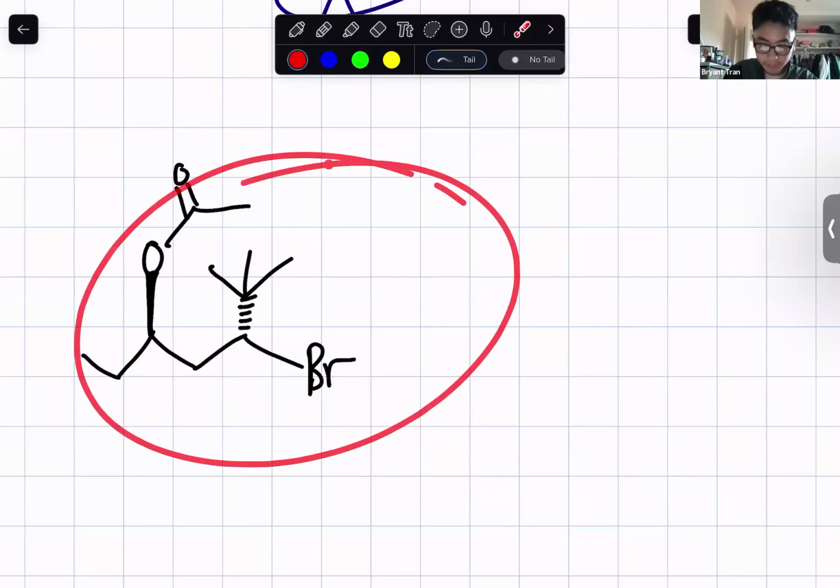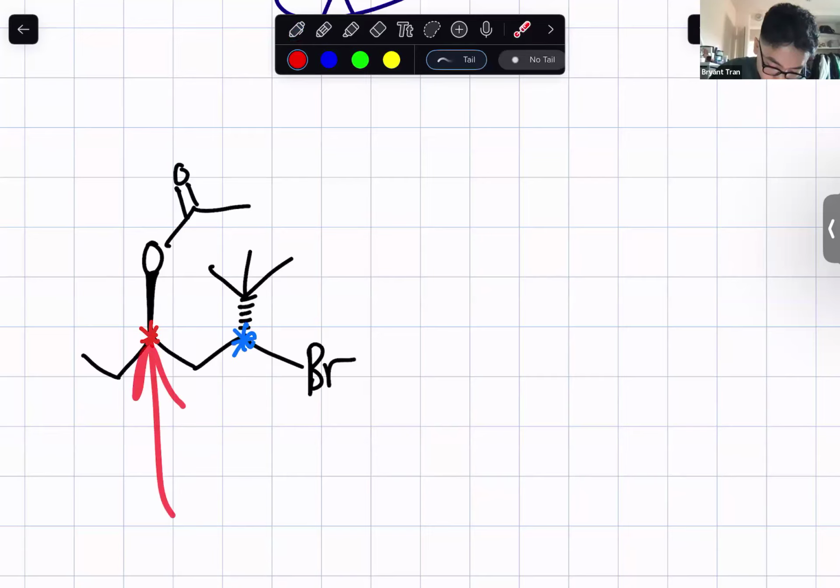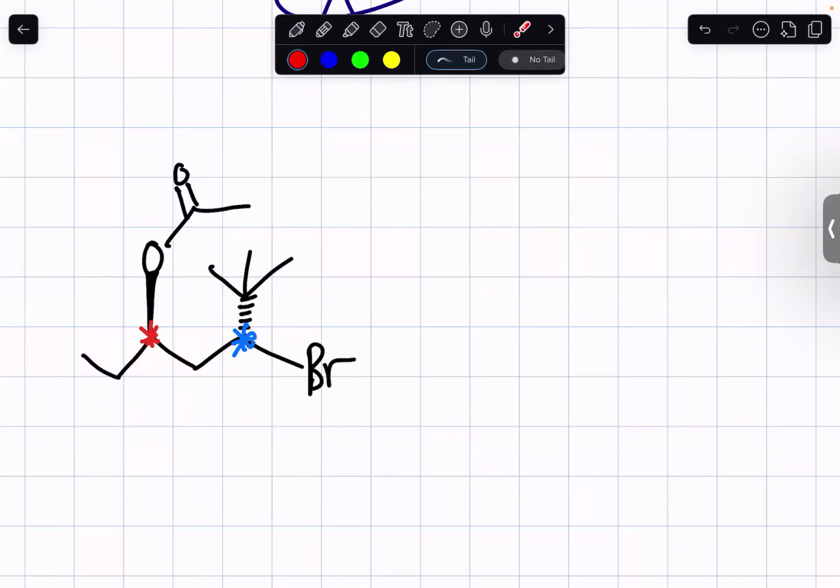Okay, try this one here. There are two chiral centers, one here and another one here. Look at the red one, the left one. Is that R or S? The first step is to find the chiral centers, always. How many there are, right? And we know that there are two in this case.